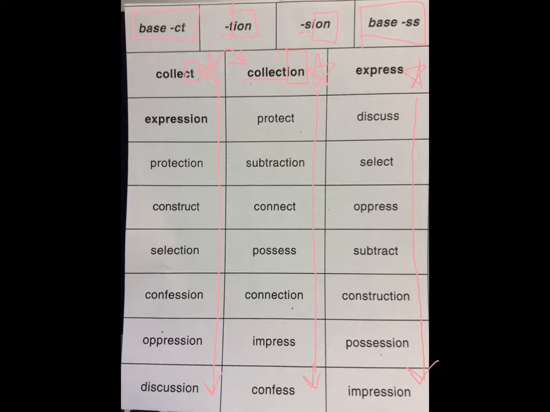Our next word is when our base word ends in SS. Again, you're only adding ION here as the suffix. The spelling doesn't change. But the ending sound will change, with this base word of express. When you say the word express, you hear the S sound at the end. But when you say the word expression, the ION makes the ending sound a sh instead of an s sound. That S sound disappears.